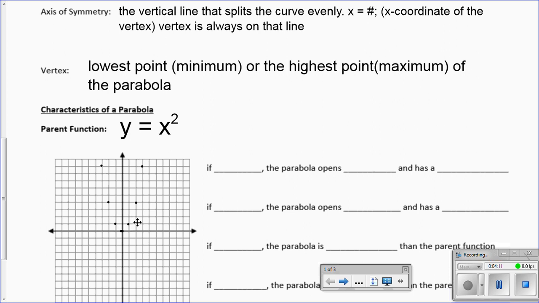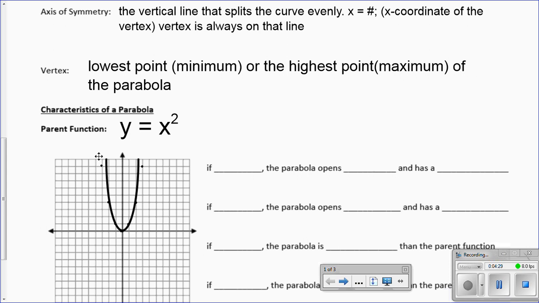But if we do the negatives of those numbers, we still get the same y. So negative 1 squared still gives me 1. Negative 2 squared still gives me 4. And negative 3 squared gives me positive 9. So that's what makes it symmetric: it doesn't matter if it's positive or negative, it's still going to get the same y placement.